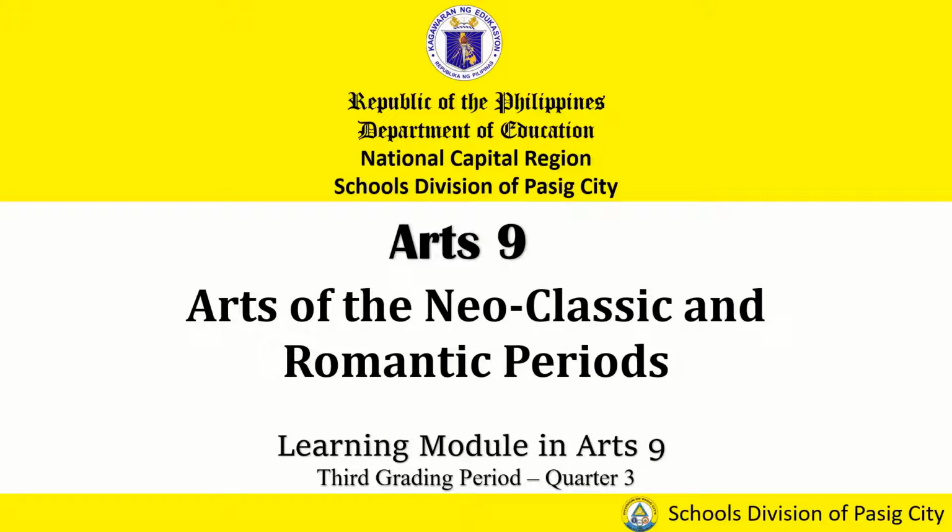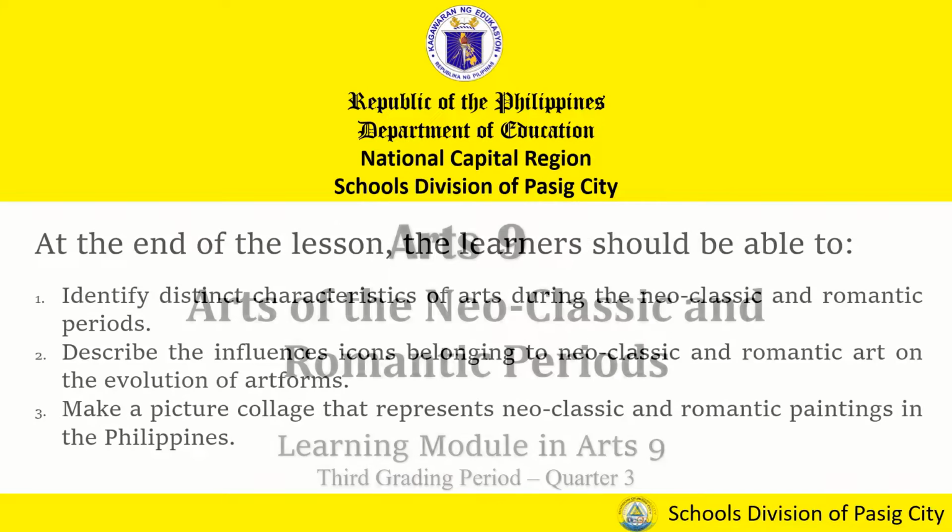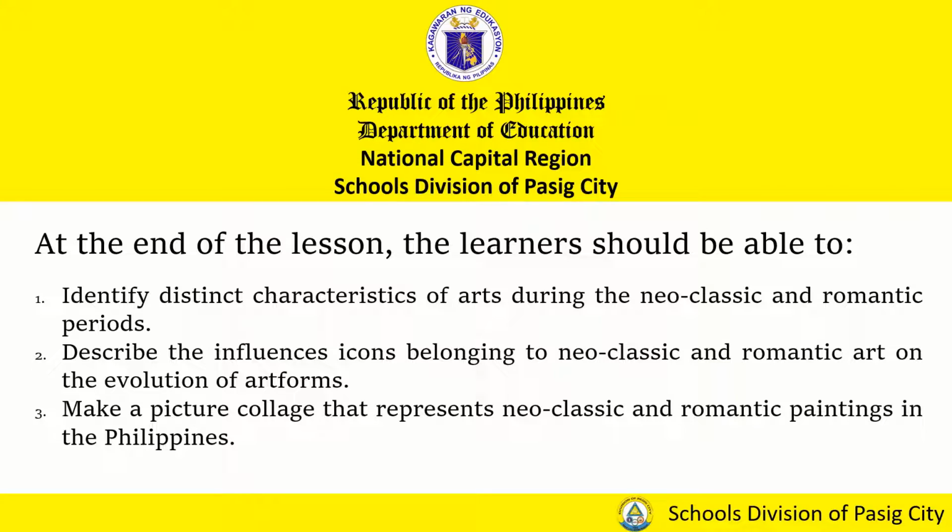Good day, learners! Welcome to Arts 9, Module 4 about the arts of Neoclassic and Romantic periods. Today's objectives are: 1. Identify distinct characteristics of arts during the Neoclassic and Romantic periods. 2. Describe the influences of icons belonging to Neoclassic and Romantic art on the evolution of art forms. 3. Make a picture collage that represents Neoclassic and Romantic paintings in the Philippines.